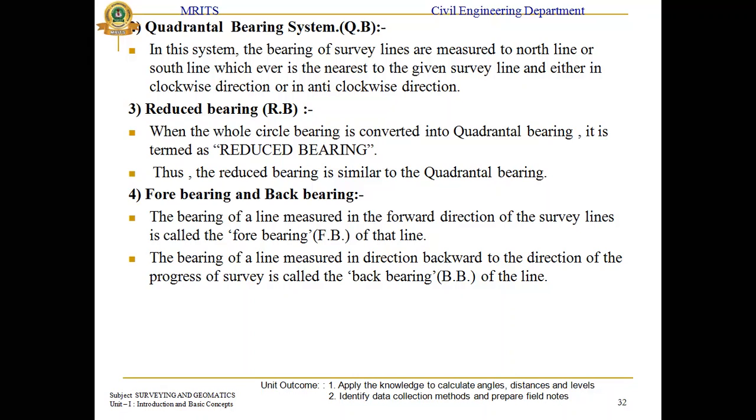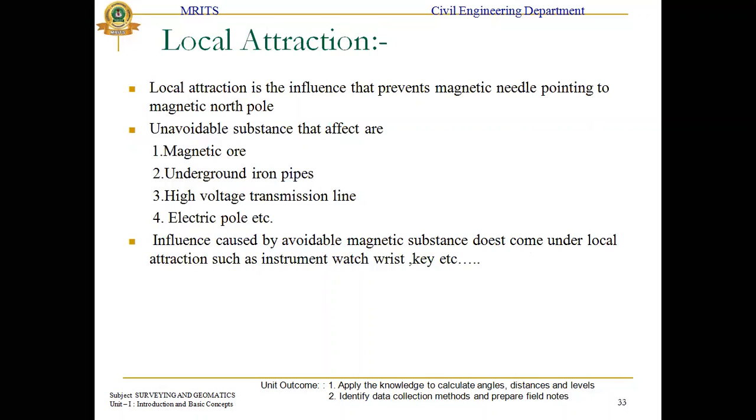Fore bearing and back bearing: fore bearing is the foresight reading, back bearing is the backside reading. That means the reading taken behind the instrument is the back bearing, and the reading taken in front of the instrument is called the fore bearing. I already discussed the bearing of the lines measured in the forward direction or backward direction, depending upon visibility.